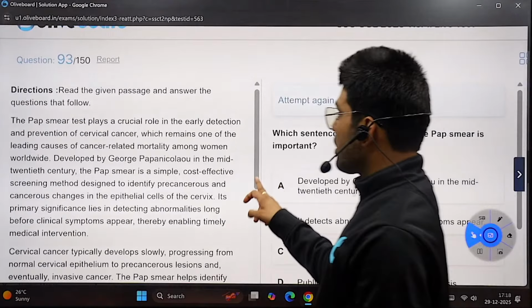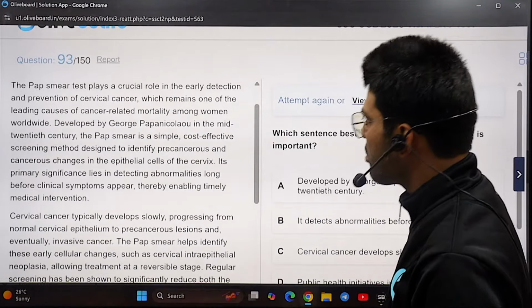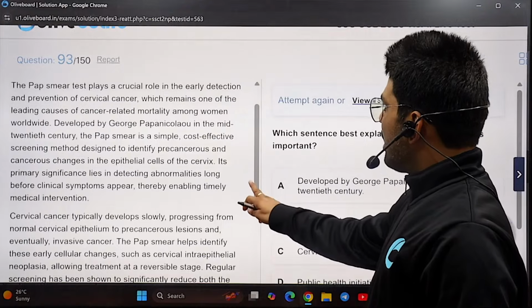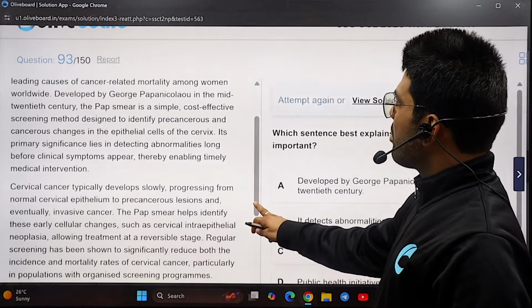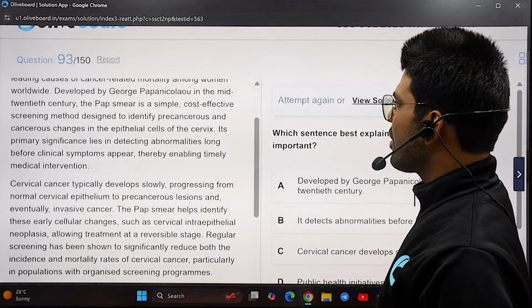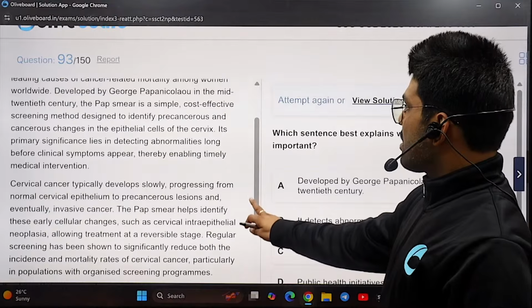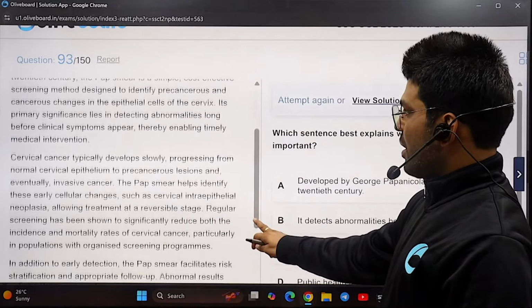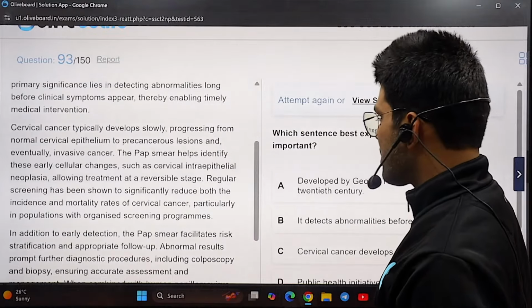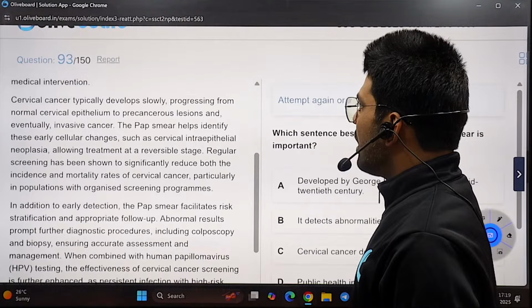Quickly finishing things off. The pap smear test plays a crucial role in the early detection and prevention of cervical cancer, which remains one of the leading causes of mortality among women worldwide. Developed in the 20th century, the pap smear is a simple, cost-effective screening method designed to identify precancerous and cancerous changes in the epithelial cells of the cervix. Its primary significance lies in detecting abnormalities long before clinical symptoms appear, thereby enabling timely medical intervention.